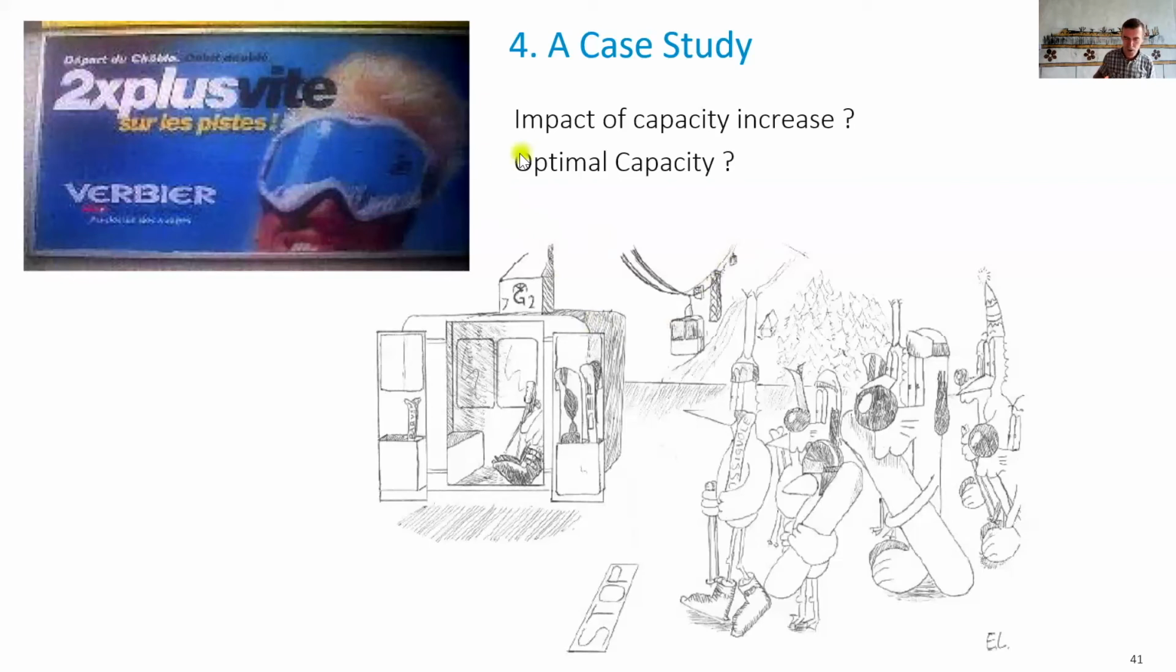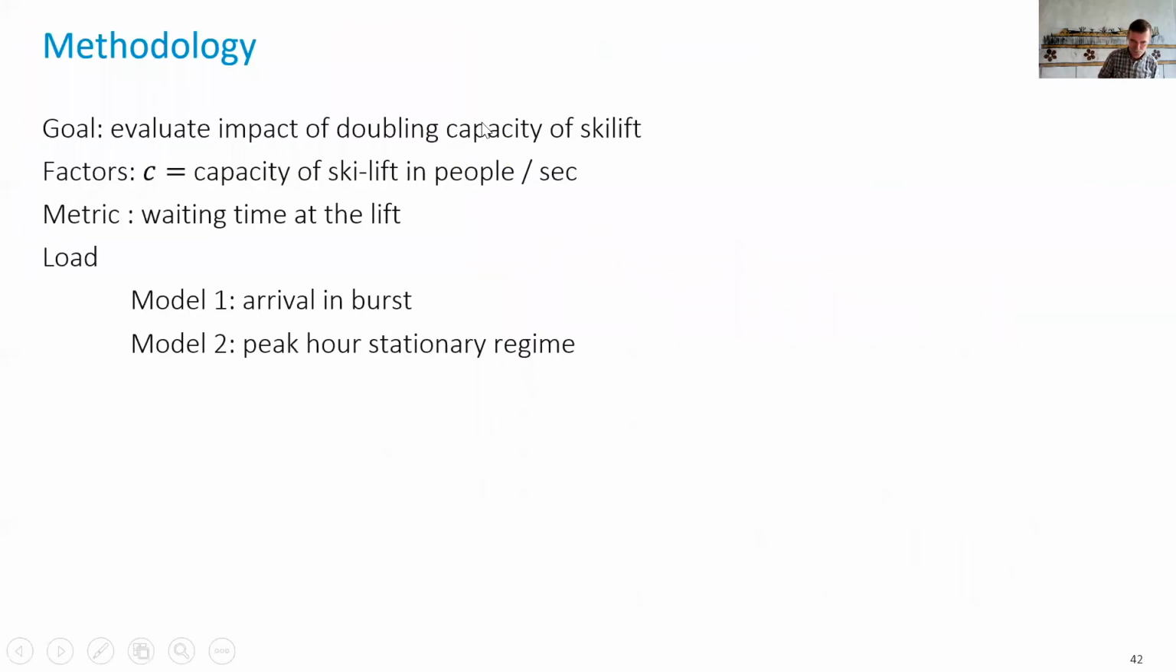So the question that we ask here is, so here's my model. I want to evaluate the impact of doubling the capacity of a ski lift on the performance. So what are my factors? Well, the capacity of the ski lift, and in this simple model, I use a single number, which is how many people per second the ski lift can carry.